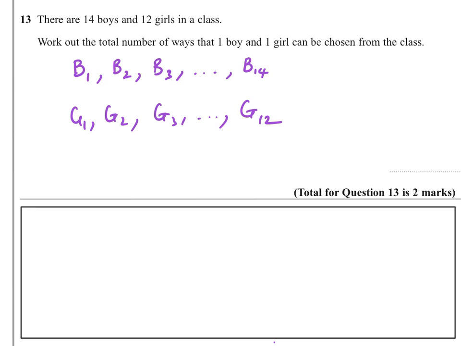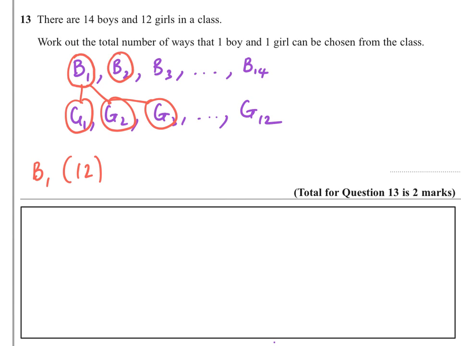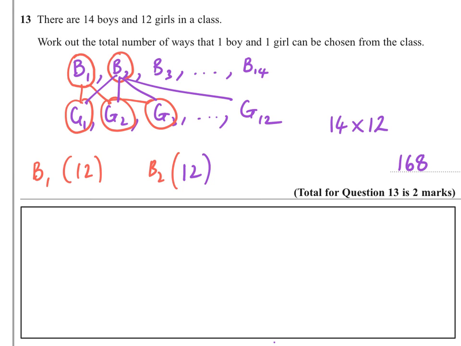And I think it's a matter of saying, if you pick this first boy here, then you can either pick this girl or any of the other 12. So for the first boy, there are 12 ways of picking the next girl, because you can pick any of the girls. And then for the second boy, it must be the same again. For the second boy, you can either have this girl, this one, up to the 12th one. So I think for each of the 14 boys, there are 12 girls to choose from. And so you've got 14 times 12, which is 168 ways.